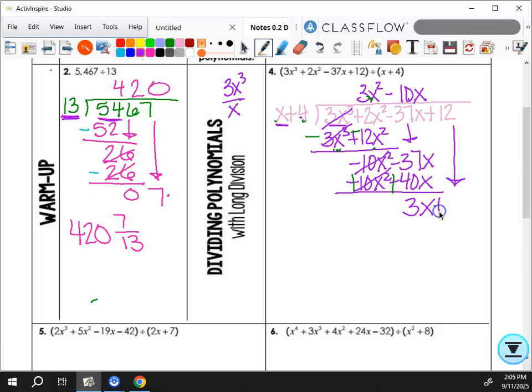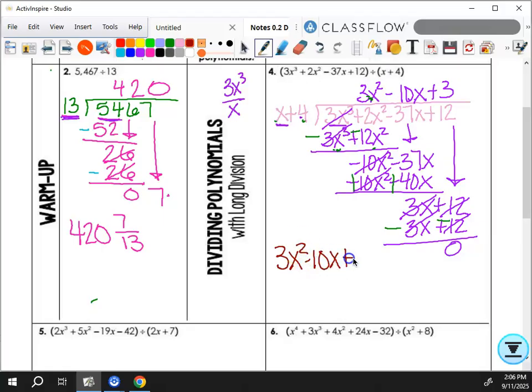Bring down my 12. Make sure you bring the signs down with the numbers, whether it's positive or negative, because when you don't do that, sometimes you start to confuse yourself, okay? Then we do it again. 3x divided by x is a positive 3. Then 3x plus 12. And what do I do? Change the signs. And then those zero out, and we're done. We don't have a remainder on this one. Okay, so then my answer is 3x squared minus 10x plus 3.